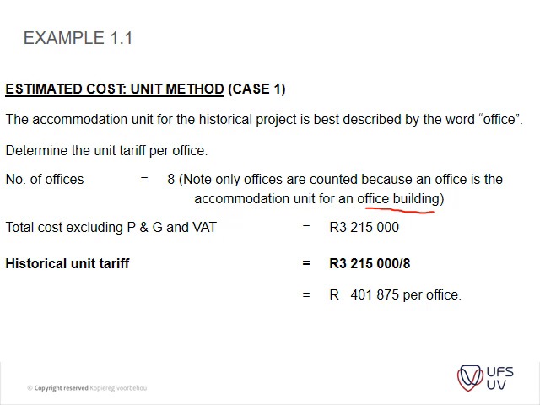So please note, you get to your calculation cost excluding P's and G's and VAT. Make sure that you know what P's and G's are: preliminaries and general. I've explained that in class as well, and it's also in your notes. So your historical unit tariff is basically just this amount divided by 8. So you get your unit tariff of 401,875 Rand per office. Okay, so very straightforward for now.